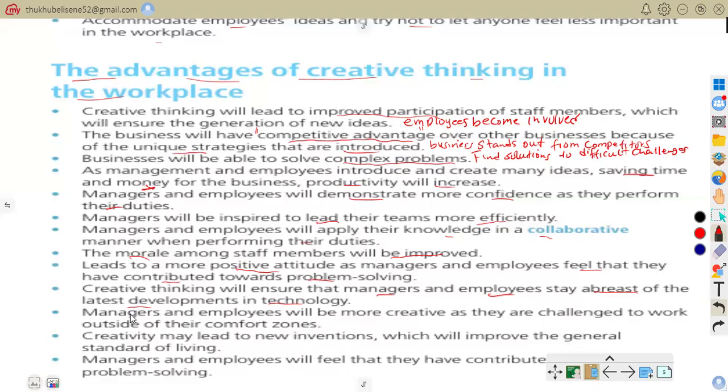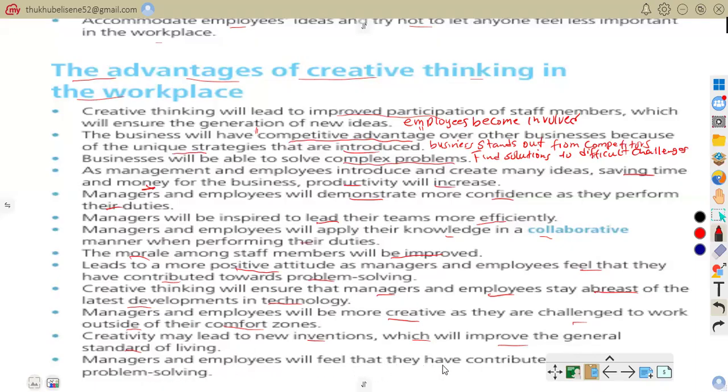Managers and employees will be more creative as they are challenged to work outside of their comfort zone. So it encourages working outside the comfort zone, meaning employees try new things. You learn new software, for example. Creativity may lead to new inventions, which will improve the general standard of living. So it leads to new inventions, meaning it creates new products or services.